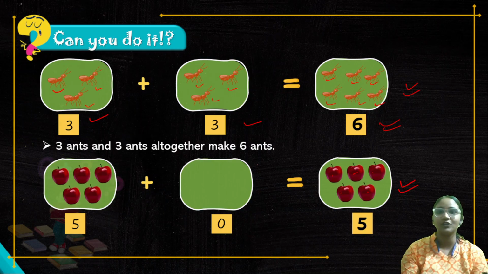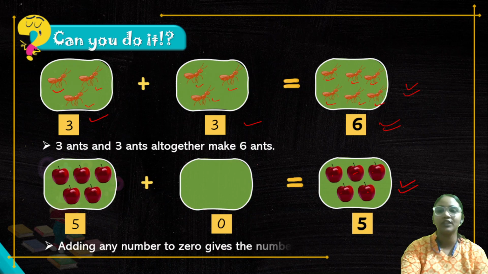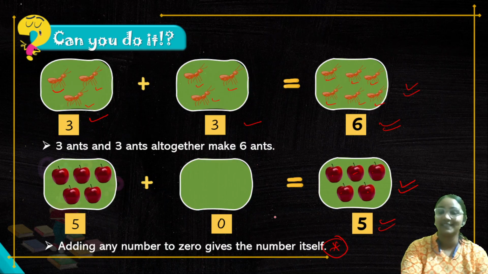It can be 100 also, it can be 50 also. Whatever we add to 0, we will always get the number itself. 50 plus 0 is also 50. 100 plus 0 is also 100. Okay, so what do we learn? That adding any number to 0 gives the number itself. So this is what we learn, which is very important. We need to keep this in mind that whichever number we add to 0, we always get the number itself. I hope this is clear, students.